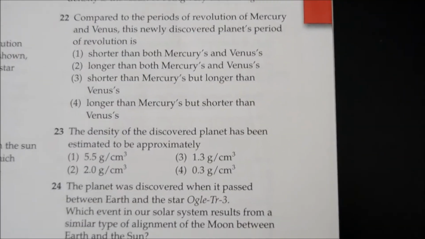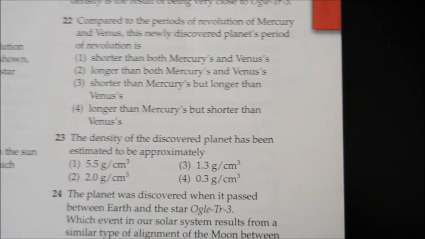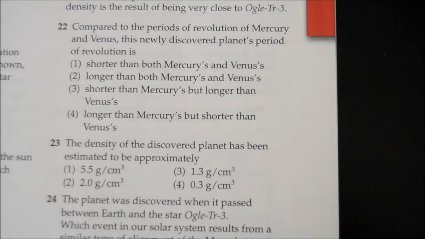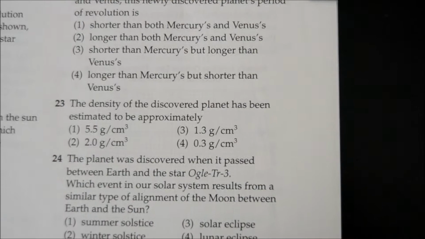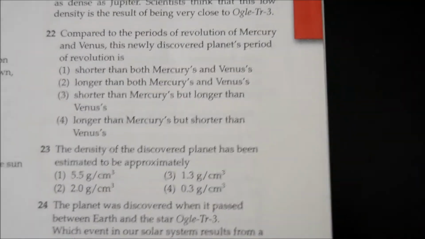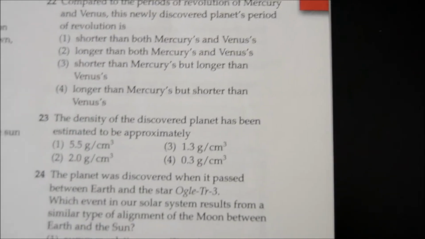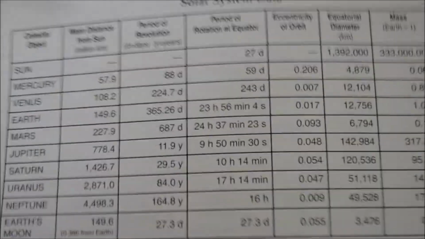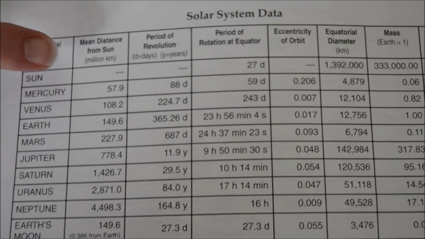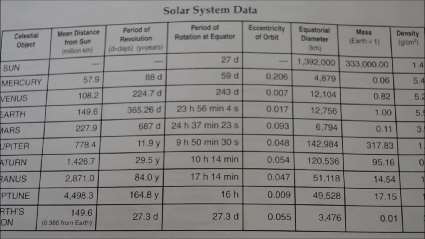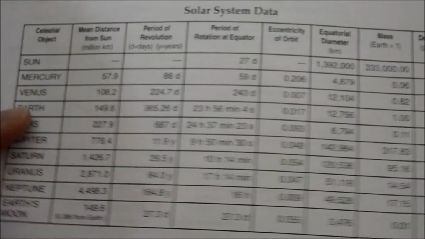you're going to find out that its period of revolution is shorter than both Mercury's and Venus's, because the reading talks about the average distance away being 3.5 million kilometers, which, if you look at your reference table, is smaller than either Mercury or Venus. So it's going to be number 1.